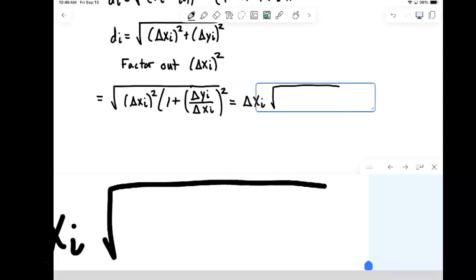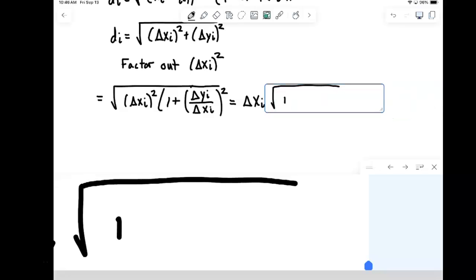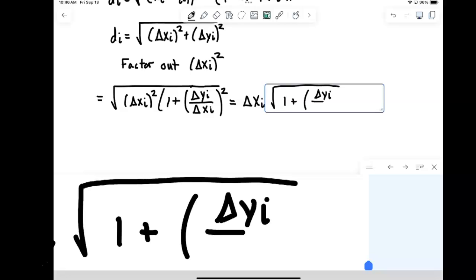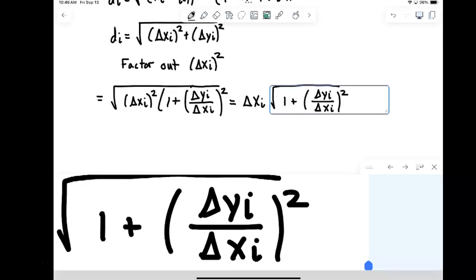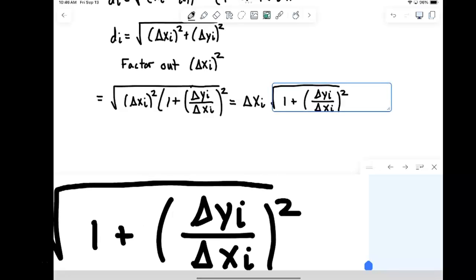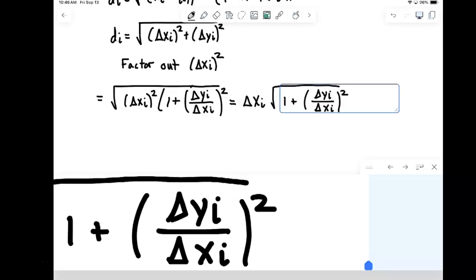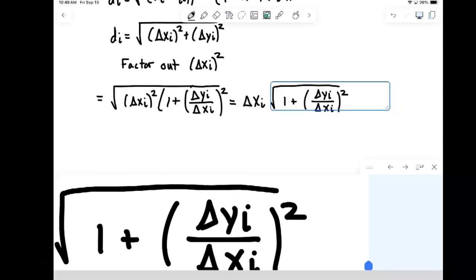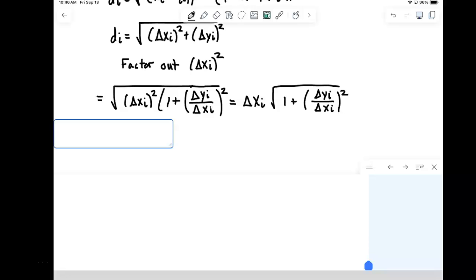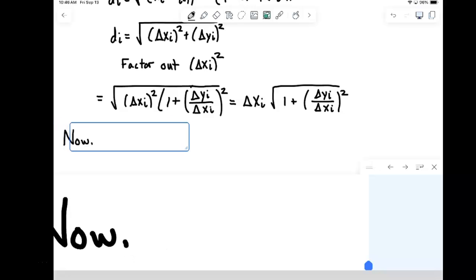And then on the inside, we're going to have the square root of 1 plus delta yi over delta xi squared. But we still have a problem with this thing if I take the limit of that. Right? So here's where the key step comes in. This is a result that you've learned before. We actually used it when proving the fundamental theorem of calculus.